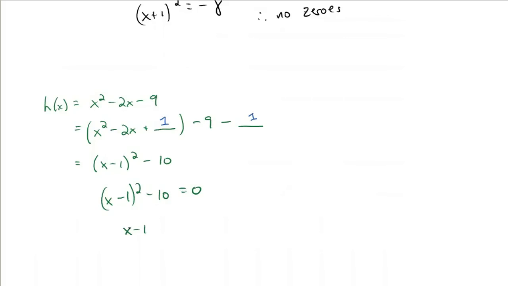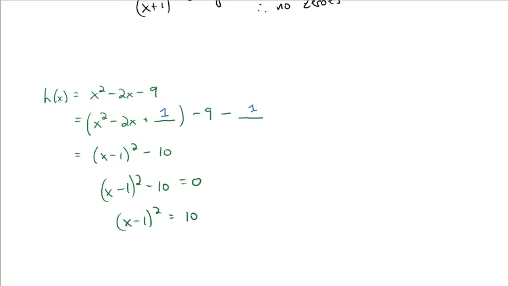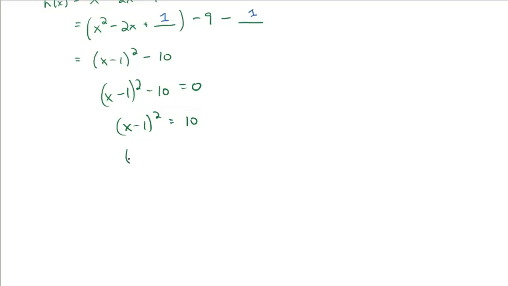I get x minus 1 squared equals 10. That's okay. So far, so good. I get x minus 1 is equal to plus or minus root 10. X is going to equal 1 plus or minus root 10. Sorry, it's plus or minus root 10.